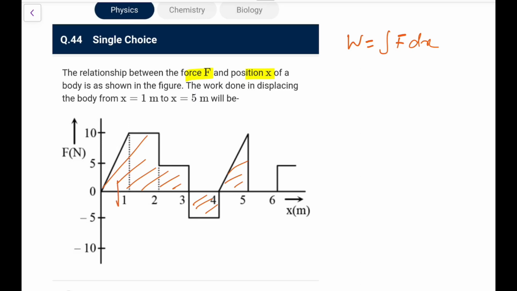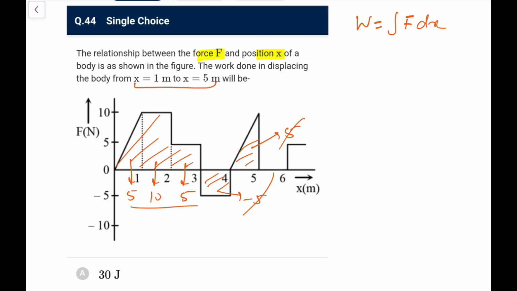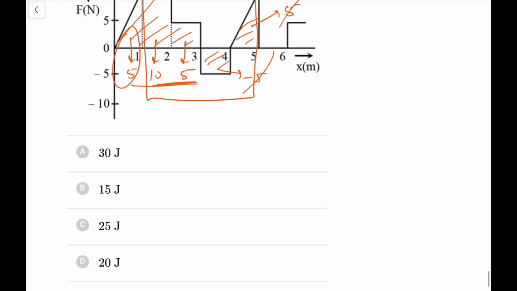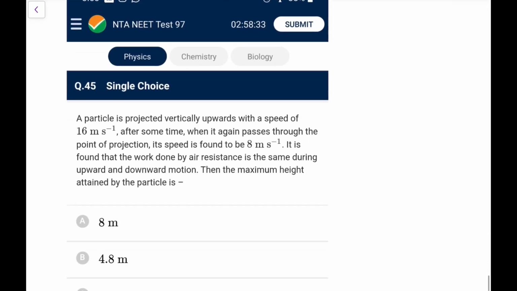So this triangle area is half into 10 into 1, that is 5. This is 10 and this is again 5. It is 5 into 1, that is 5, and this is minus 5 and this is plus 5. But read it carefully, we have to calculate from 1 to 5, so this won't be included, we need to include this area. So it would be 10 plus 5, so overall work will be 15 joule in this particular case. That initial 5 should not be taken because that would be from 0 to 5.